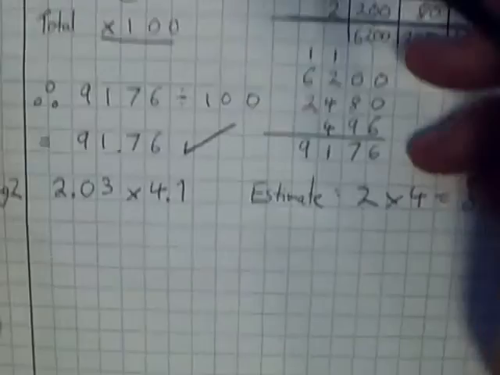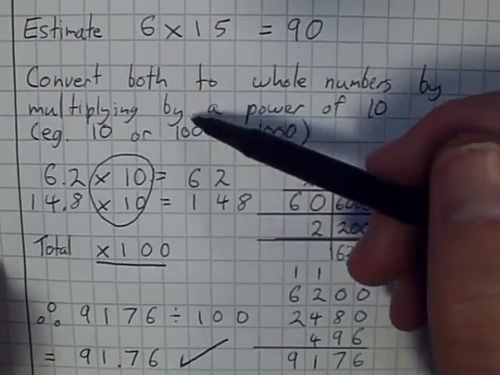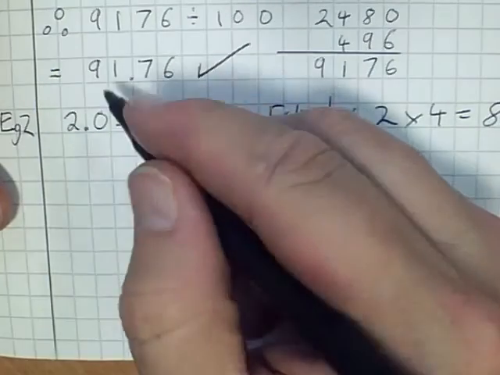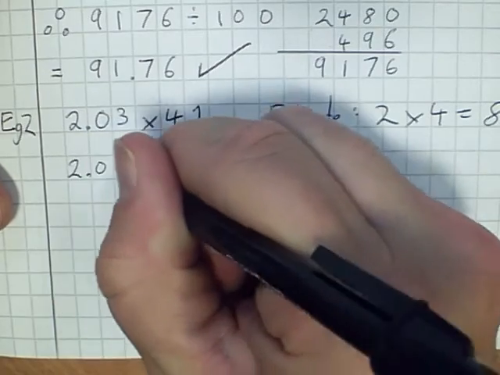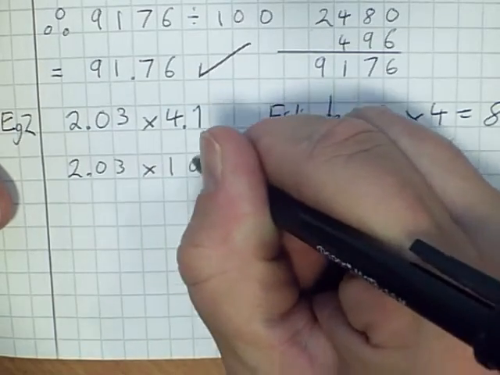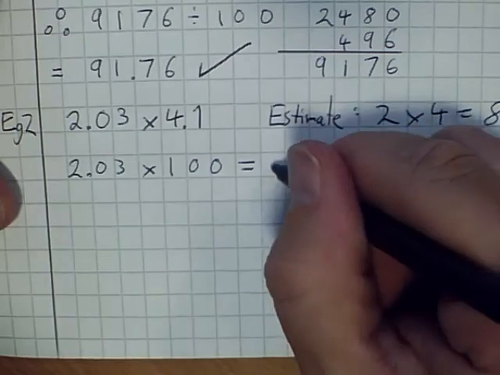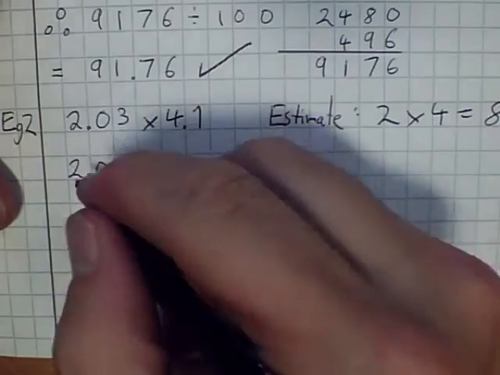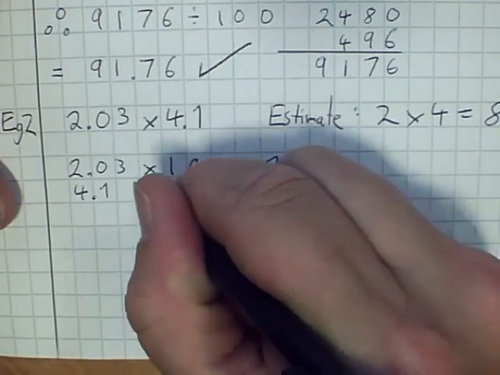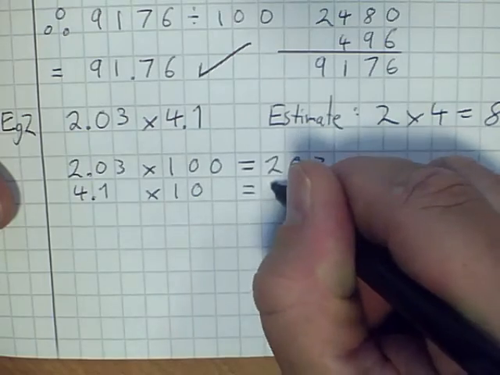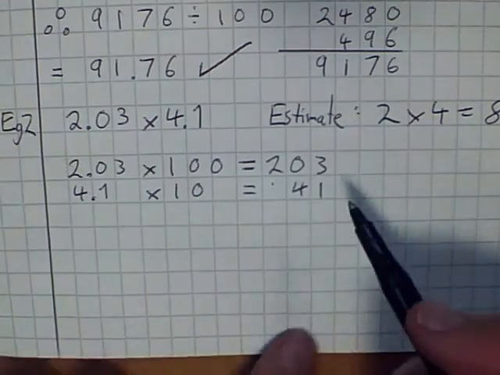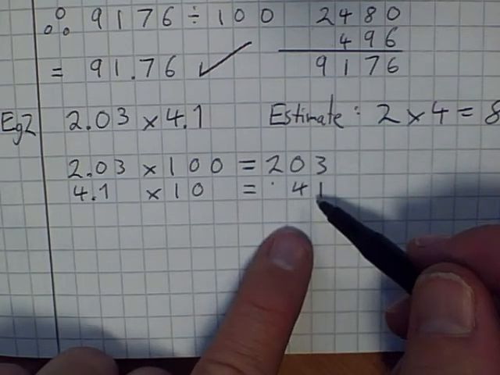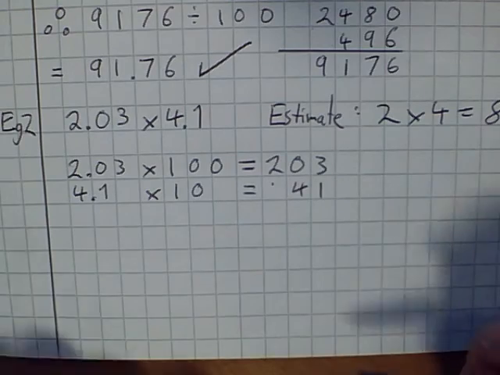So I need to, as we saw here, convert both to whole numbers by multiplying by a power of 10. 2.03, I'm going to need to multiply that by 100 to get me to 203, a whole number that I can work with. But this 4.1, I only need to multiply by 10 to get me 41. I just took care there because I don't want any confusion, particularly if you're going to multiply these with the column method. I want them lined up properly.